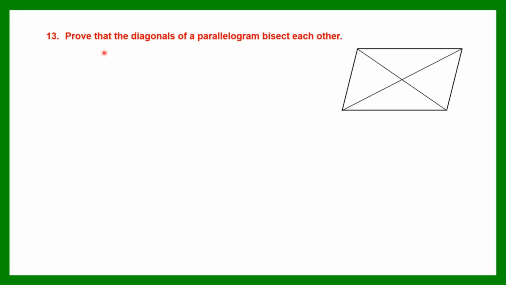Question 13. Prove that the diagonals of a parallelogram bisect each other. So here we have a parallelogram. We have the diagonals AC and BD and they are meeting at a point O.